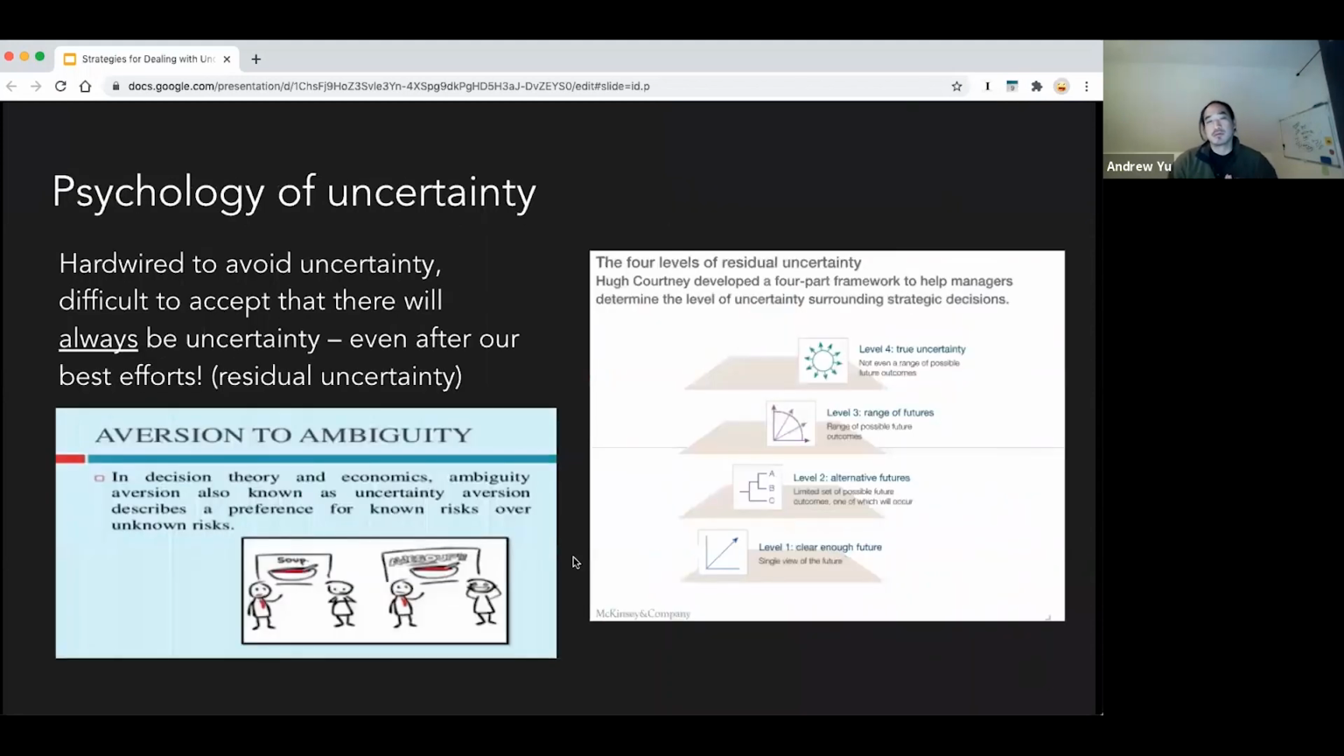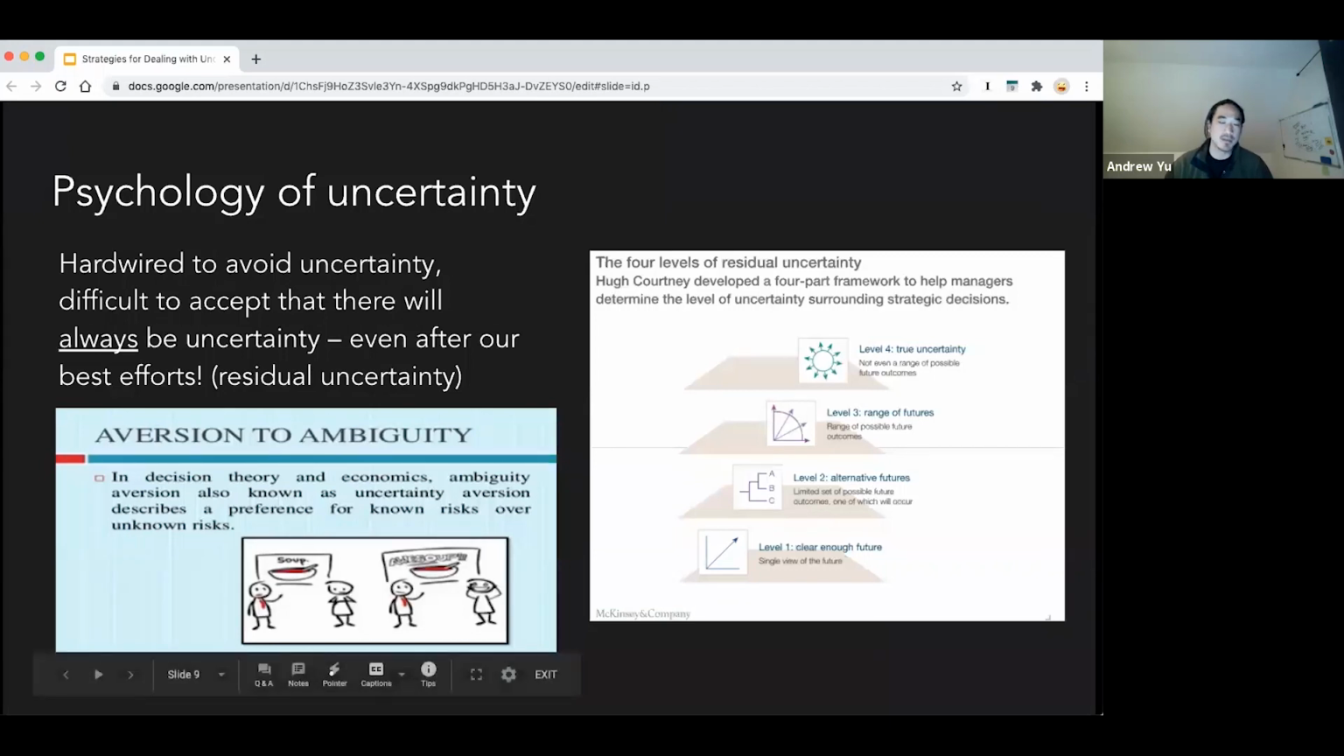All right, this is just a very brief overview of the psychology of uncertainty. To me personally, this is the most exciting part of this entire topic, which is that we're pretty hardwired as humans to avoid uncertainty. This is not a conjecture. There are tons of studies that have shown this. And because of that, we always find it difficult to accept the truth that no matter what, there will always be uncertainty, even after our best efforts.